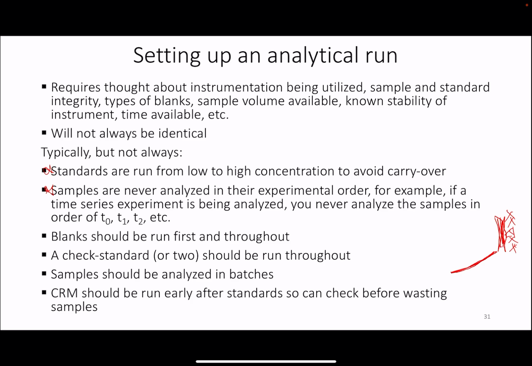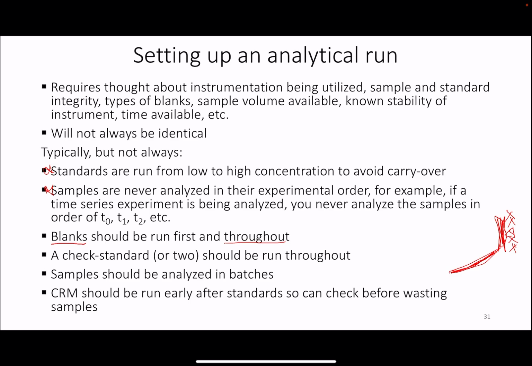The other thing is that you should always run blanks first. By running your procedural blank, you'll see if some big error has occurred. If there's a bunch of stuff in your procedural blank when you're expecting it to be zero, then you can stop and try to figure out what happened. You should also run them throughout. It helps you get at this issue of drift. In addition to running standards at the beginning, you should run one or two standards throughout just to make sure that nothing has changed.